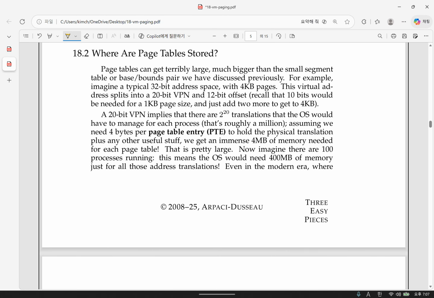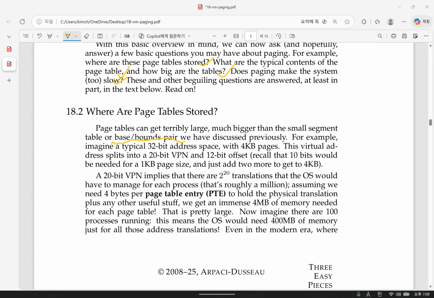So I mean, it's been a while since we've learned base and bounds, and I think it was chapter, what chapter was it? 16, I think. But the base and bounds is interesting because that's where we started learning the core idea of address translation. That was the starting point of learning the virtualization of memory. Basically, virtualization of memory is address translation, right?